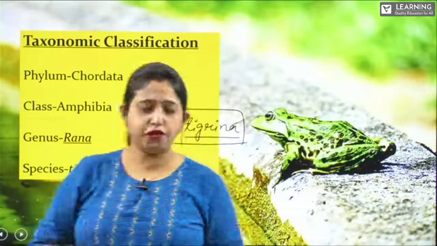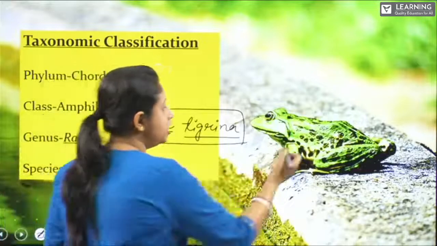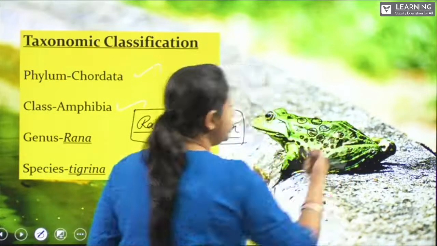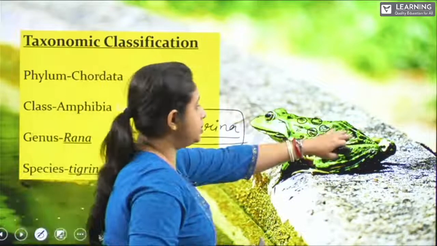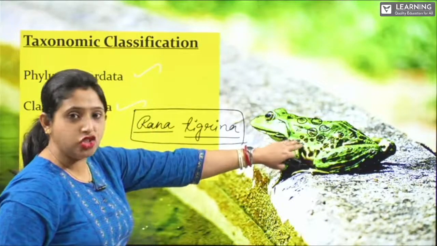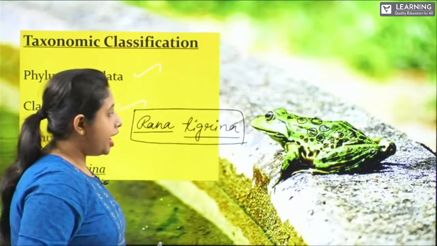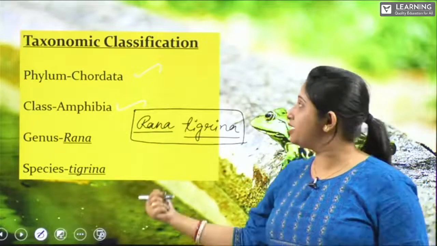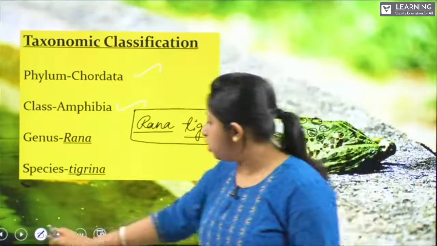So look into this frog. Here you can see the green dots, isn't it? They are olive green in color, as I said, right? The dorsal side. And here you can see some patches on the body of the frog. And the ventral side will be yellowish in color, pale yellowish in color. Clear? So this is the taxonomic classification of the frog.